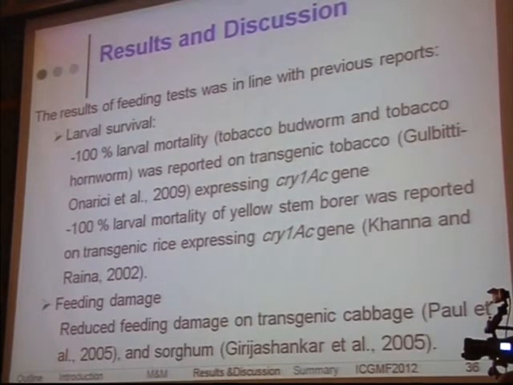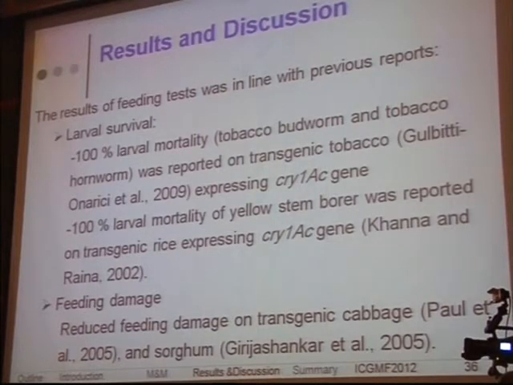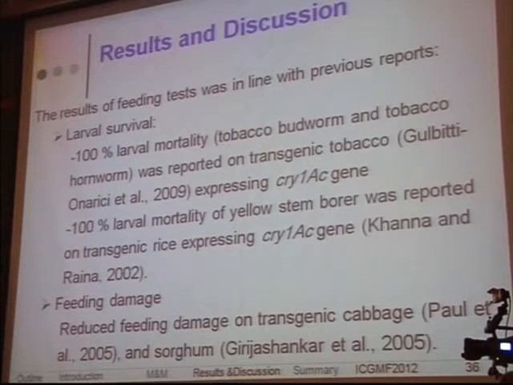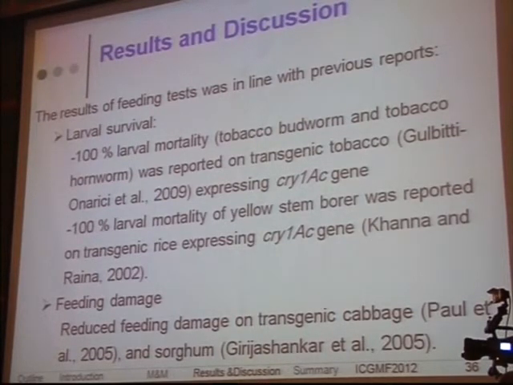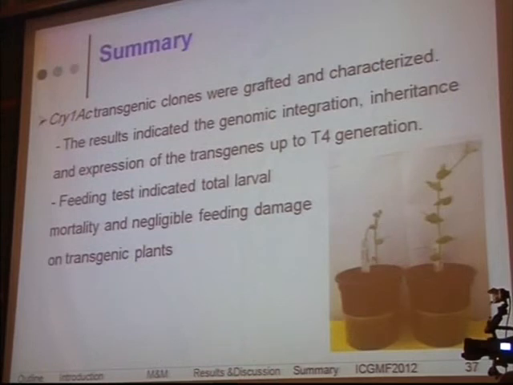So if I can summarize the discussion, larval mortality was in agreement with other research showing 100% reduction using also Cry-AC in transgenic rice or tobacco. Also, feeding damage was much reduced in transgenic plants compared to non-transgenic plants.